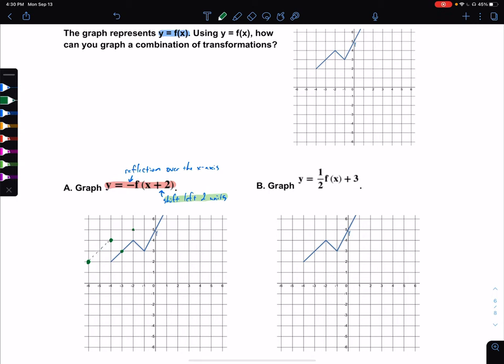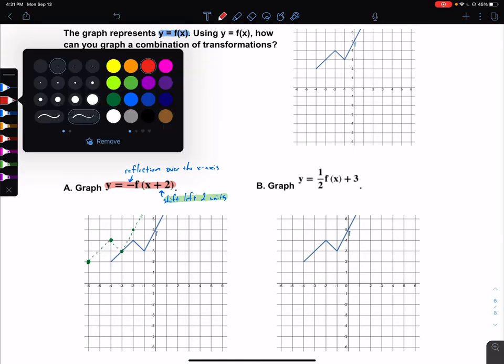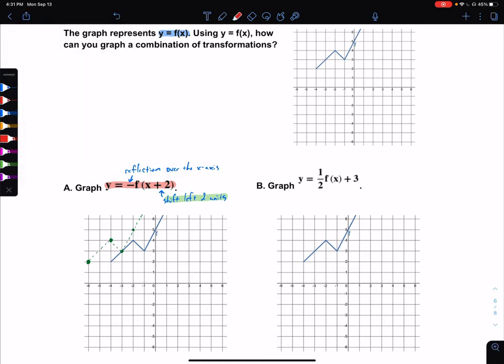So I'm just going to draw a dotted line here because this isn't my final product, right? That is only the shift left 2 units. And we can call that g if you want to label it, however you want to label it, you can do so. Then what we want to do is graph the reflection over the x-axis. So that reflection will be there. Let me get rid of that.